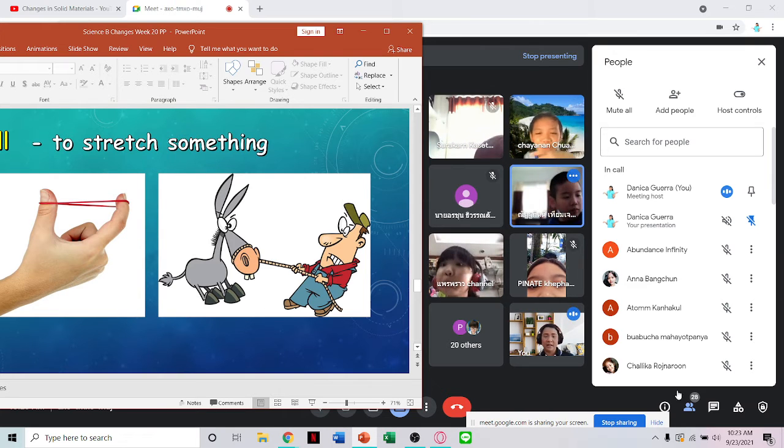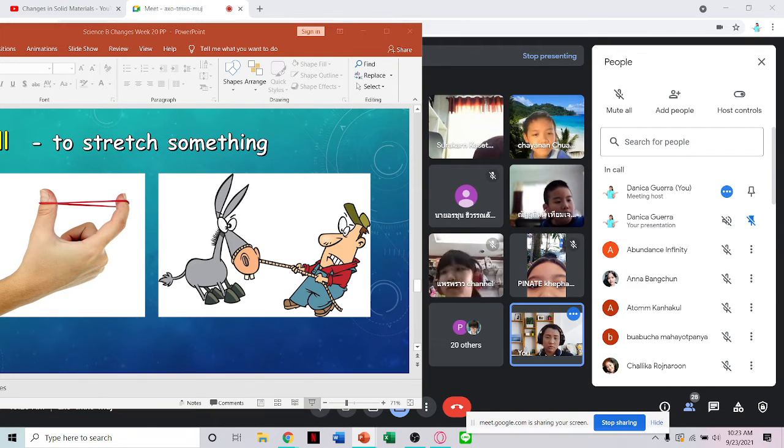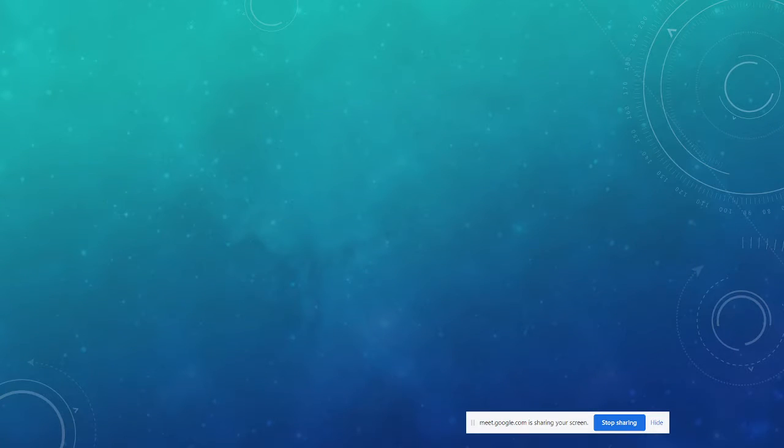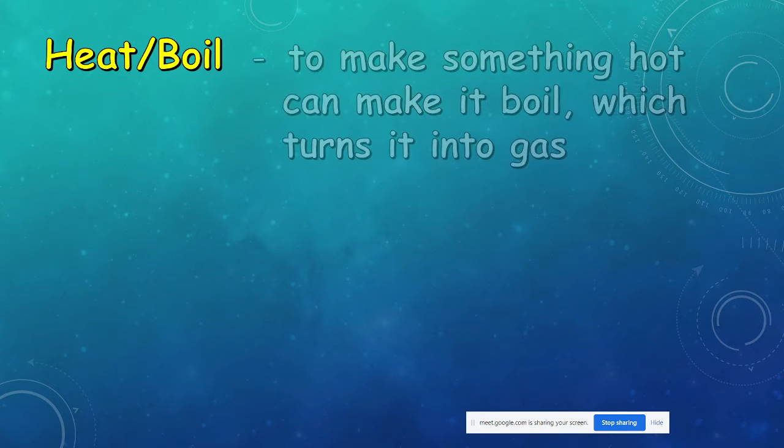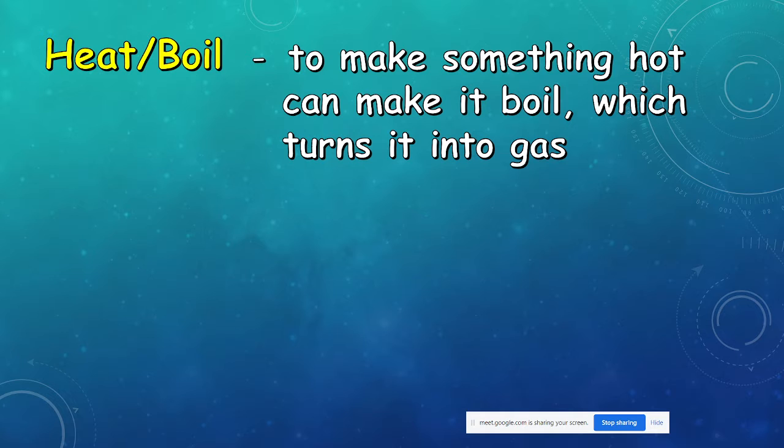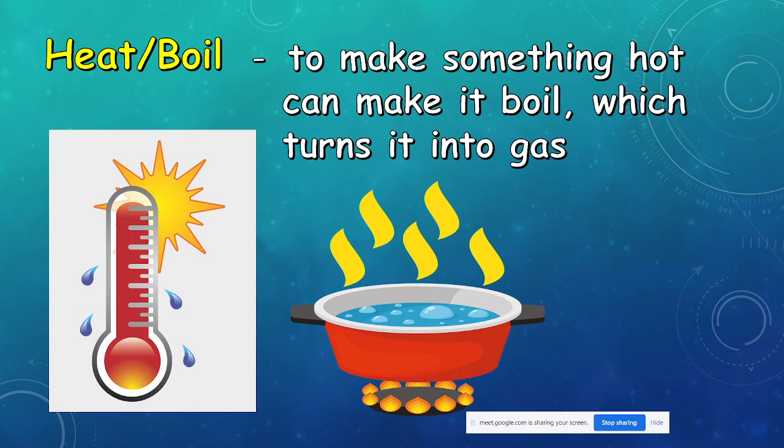Okay. Now let us go to cool or freeze. Oh no, heat or boil first. When you say boil, it is to make something hot, which turns liquid into gas. When you say heat, it means it's hot. But when you say boil, it means the water or the liquid starts to turn into gas. For example, things that you boil or things that you heat.